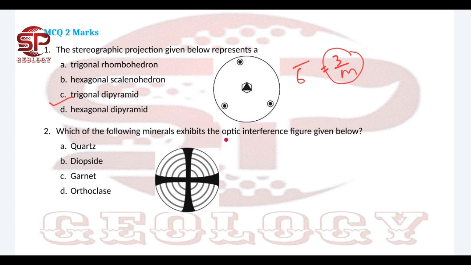Which of the following exhibits the optic interference figure given below? This is the optic interference figure of a uniaxial mineral. Among these, whichever is uniaxial will show this type of figure. Quartz belongs to the hexagonal system, so it is uniaxial. Diopside is biaxial because diopside is of the monoclinic system. Orthoclase is monoclinic, so both diopside and orthoclase will be biaxial. Garnet is isotropic. So this interference figure belongs to a uniaxial mineral, and quartz will show this type of interference figure.